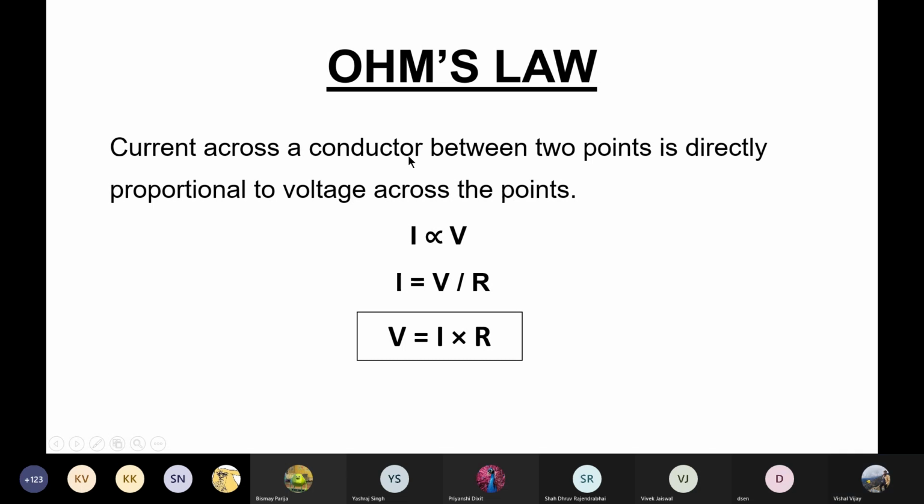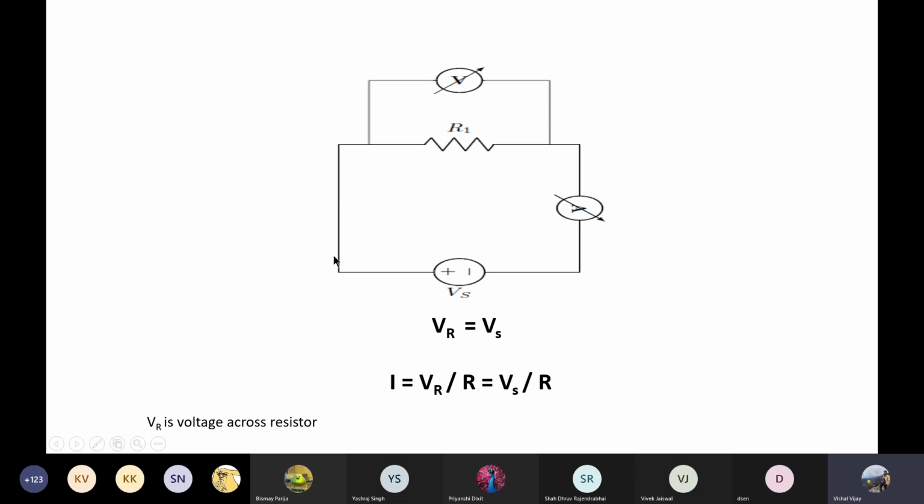This is Ohm's law. You all know about this: the current across a conductor is directly proportional to the voltage across the two points where we are measuring that current. So I is directly proportional to V, and that's how we can say V is equal to IR. This is a basic circuit. Vs is a voltage source that we have applied across a resistor R1, and we are measuring the voltage across the resistance with this voltmeter, and the current through this resistor.